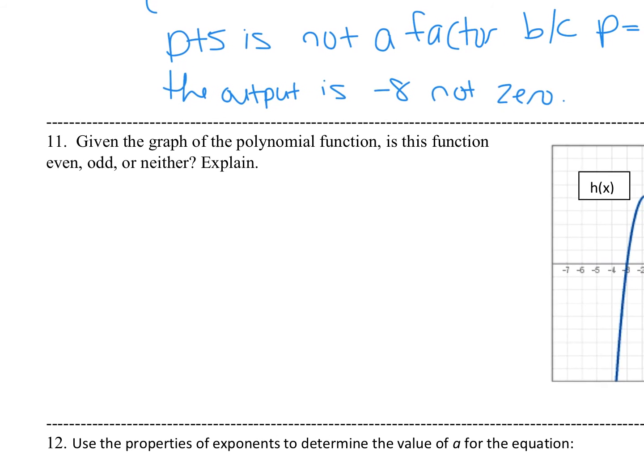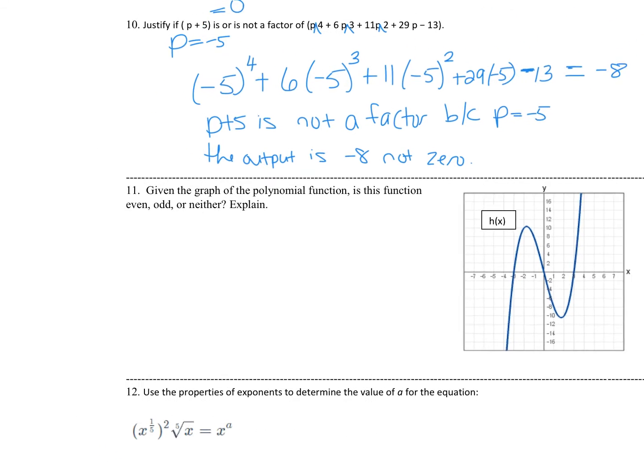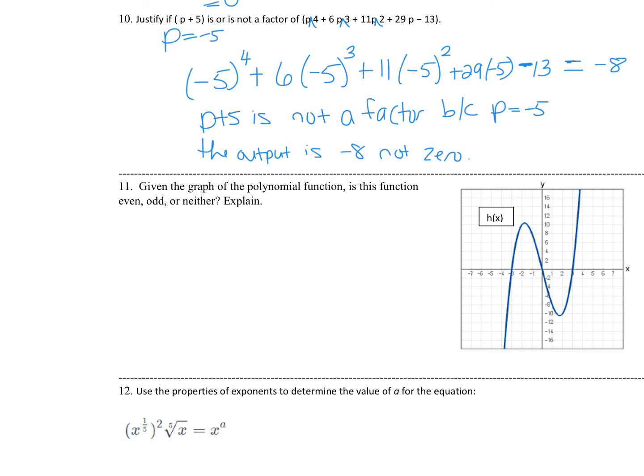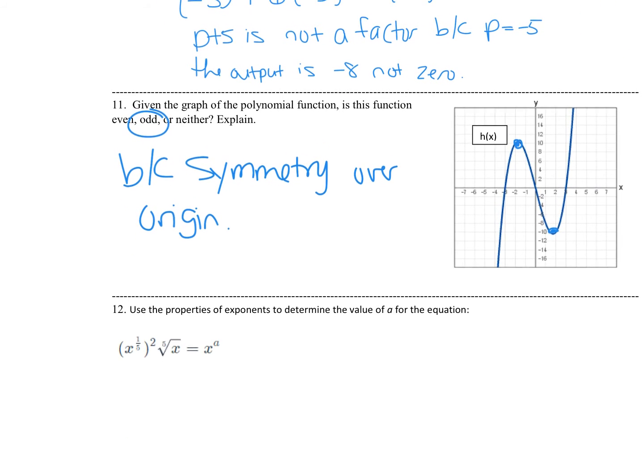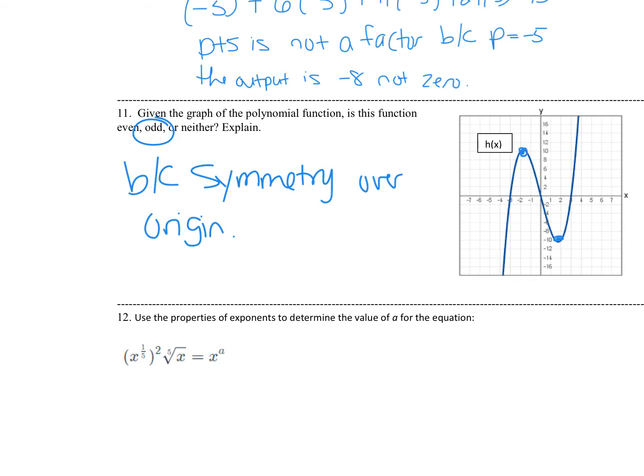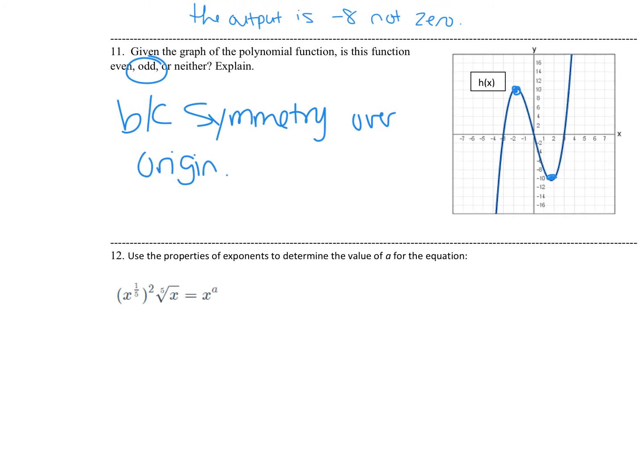Okay. Given the graph, is the function even, odd, or neither? So this is an even, odd, or neither graph question, which means that you have to look for symmetry. Remember, there are two types of symmetry, over the y-axis and the origin. In this case, this one has symmetry over the origin. So because this has symmetry over the origin, this is an odd graph, and you're going to say because of symmetry over the origin. Even has symmetry over the y-axis, like they fold it over the y-axis like a butterfly, and odd has it over the origin, and neither is neither.